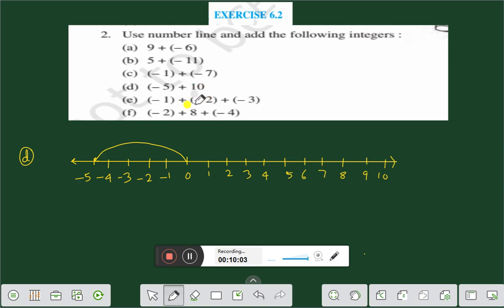Minus 5 plus 10. That means you have to count 10 on the right side. Then we have to count from here: 1, 2, 3, 4, 5, 6, 7, 8, 9, 10. Yes, the number is 5, right? Therefore, the answer is 5.